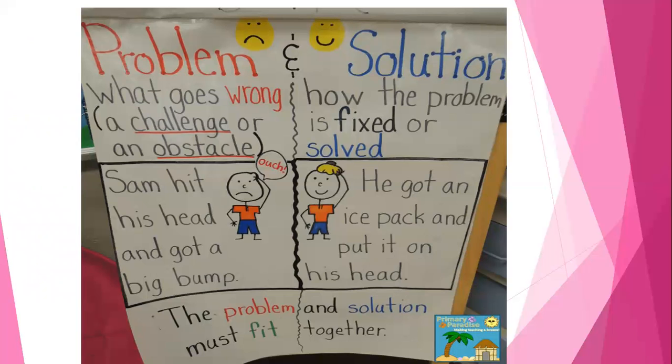So here's a little anchor chart to help you again with problem and solution. Problem is what goes wrong. It's a challenge or an obstacle. Solution is how the problem is fixed or solved. Here's another example. Sam hit his head and got a big bump. That's the problem. He got an ice pack and put it on his head. That's the solution to the problem. You need to always remember that the problem and solution must fit together.